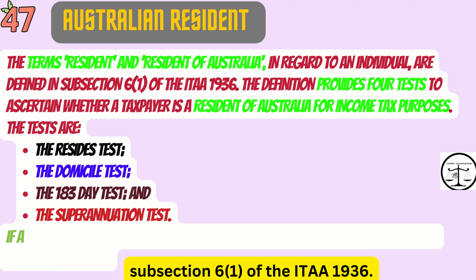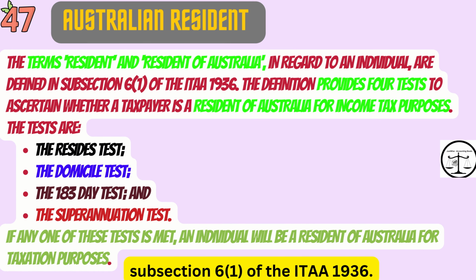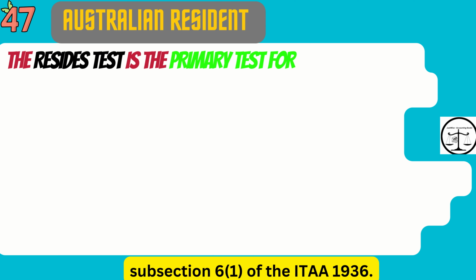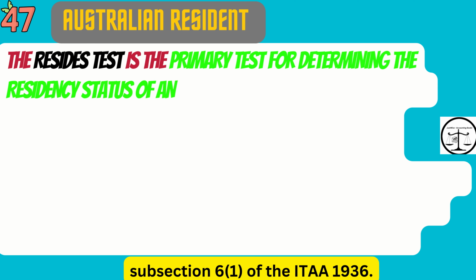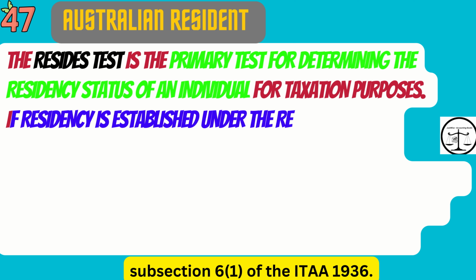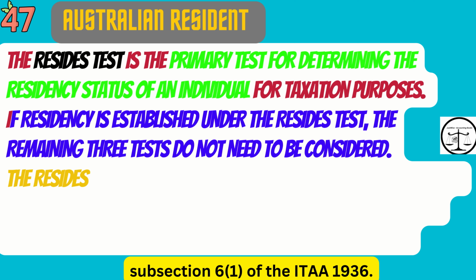The tests are: the resides test, the domicile test, the 183-day test, and the superannuation test. If any one of these tests is met, an individual will be a resident of Australia for taxation purposes. The resides test is the primary test for determining the residency status of an individual for taxation purposes. If residency is established under the resides test, the remaining three tests do not need to be considered.